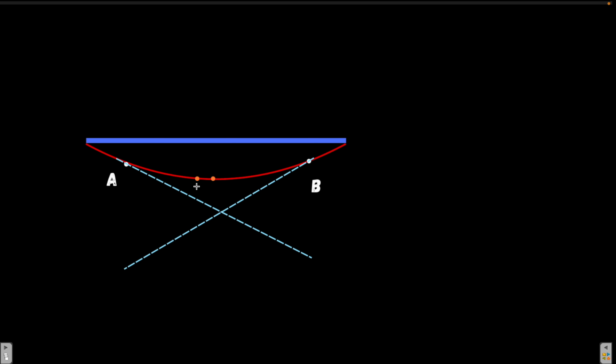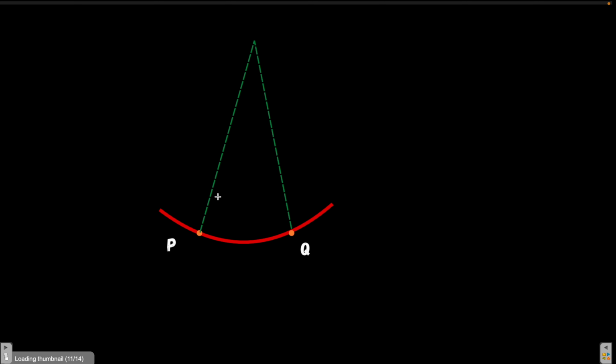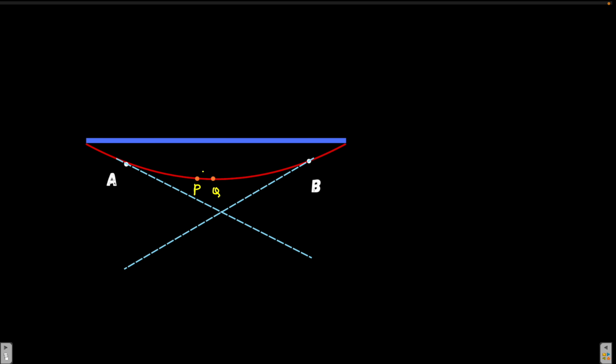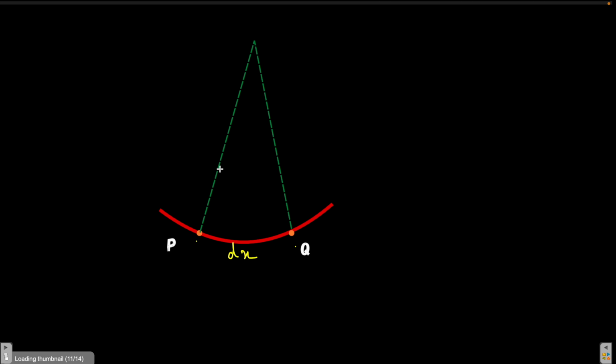Now let's again take 2 points on the curve, P and Q, which are very close to one another. I'm exaggerating these 2 points P and Q on the next page. So here are the 2 points P and Q, and the distance between P and Q is dx, a very small distance. And the normals at P and Q will intersect each other at point O, which is the center of this arc, and we will consider the angle subtended by the normals as d theta.